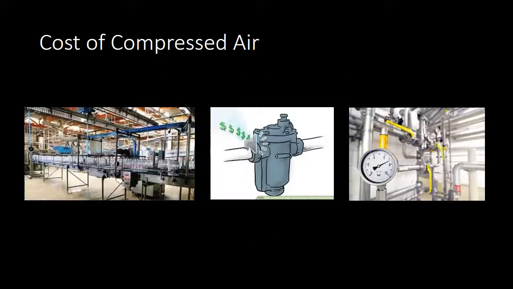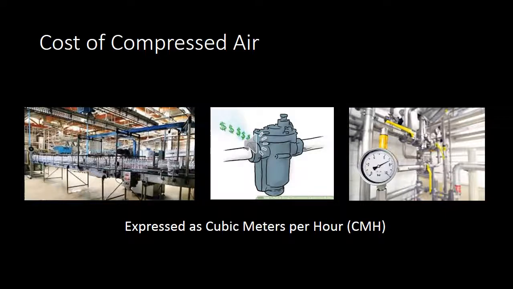If you have an end use and know its flow, or you find a leak and estimate its flow, it's useful to put this into cost terms so everyone understands its economic value or loss. You can do this by determining the cost of 1 cmh, cubic metre per hour, per year. Then, for example, you can take the unit cost of air and multiply it by the leakage rate to determine the annual loss of leaks.